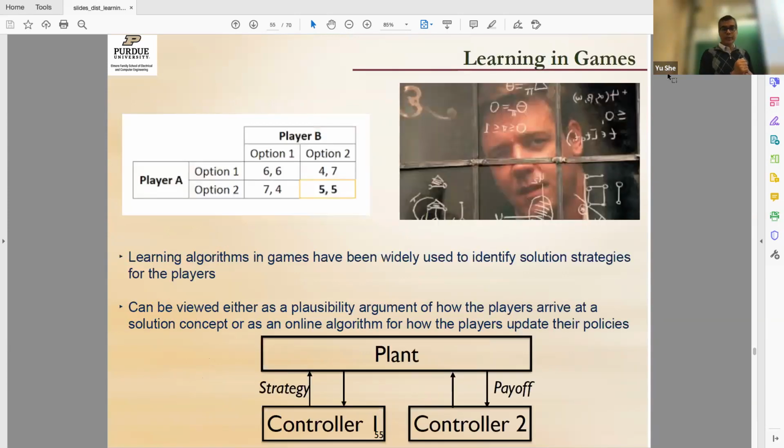So one can pose games, and learning in games has been widely used to identify solution strategies, right? So you kind of say, when will I converge to an equilibrium, right? Whether it's Nash or Markov perfect, depending on the game that you have. So I can think of this as a plant, two controllers. These are the two players in the game. I have my strategy of how I should play. I play, I observe the payoff, I update my strategy, and do I converge or not? So it's very similar to learning.